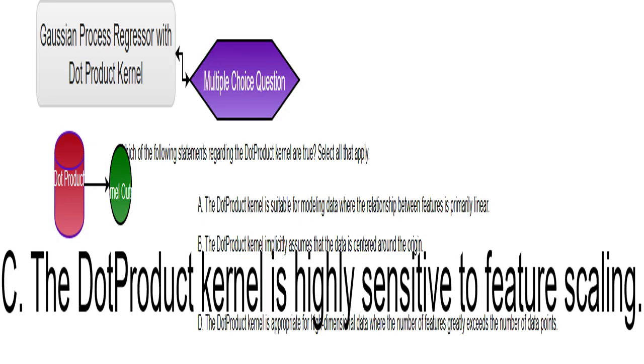This means that if I change the scale of my data, e.g., make my features bigger or smaller, this will drastically change the results of the DotProduct kernel. Therefore, I have to be careful and scale my features uniformly.